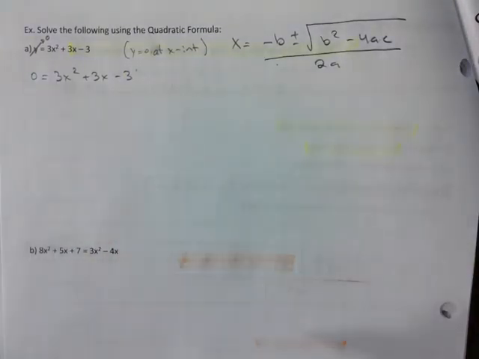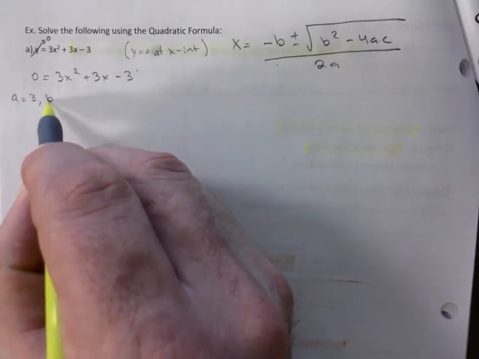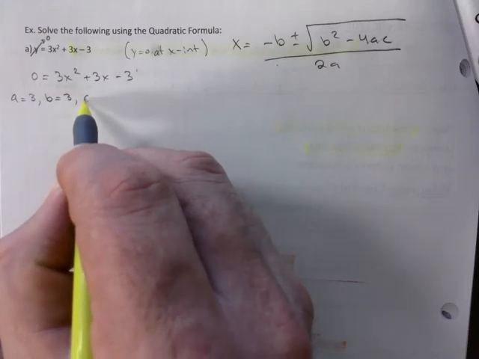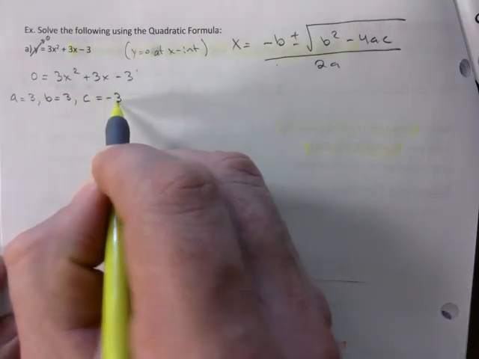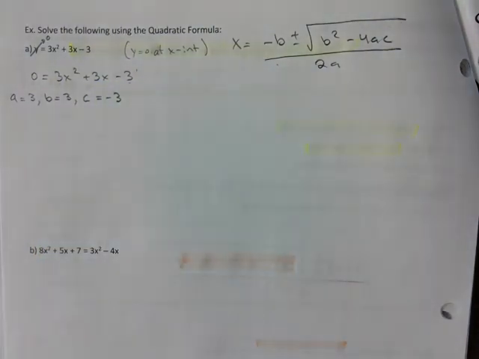This is the easiest case here. It's just already set up. You don't have to do any foiling. Nothing like that. Everything is the way it's supposed to look. So A is equal to 3, B is equal to 3, C is equal to negative 3. You just read off the numbers in front of your variables.